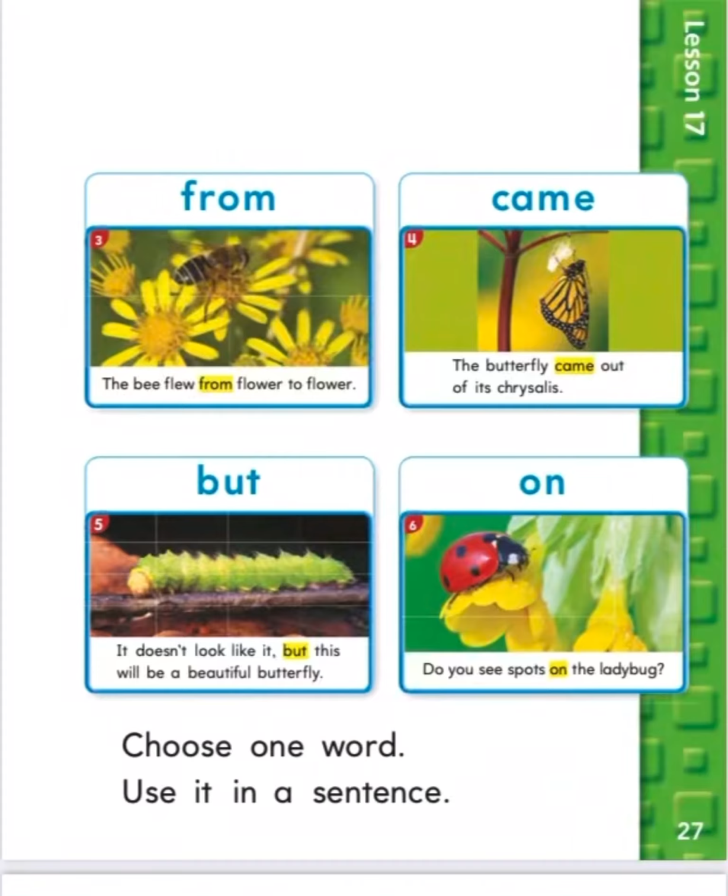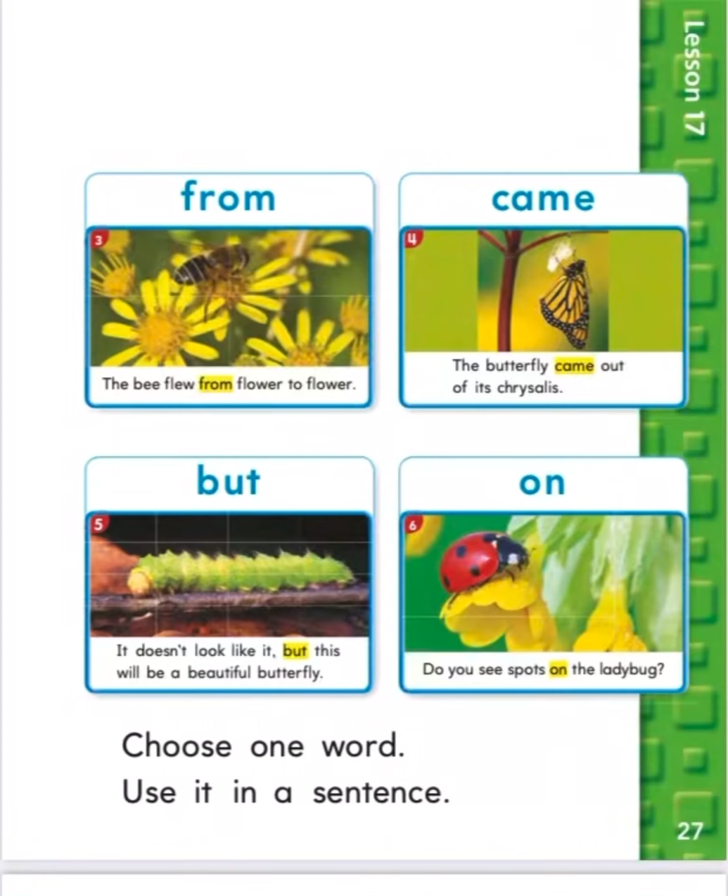From. The bee flew from flower to flower. Came. The butterfly came out of its chrysalis. But it doesn't look like it. But this will be a beautiful butterfly. On. Do you see spots on the ladybug?